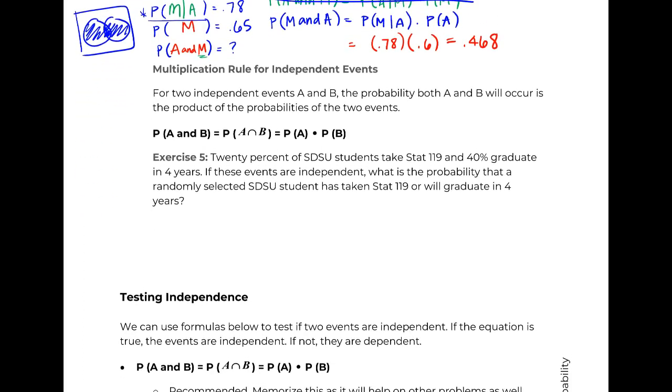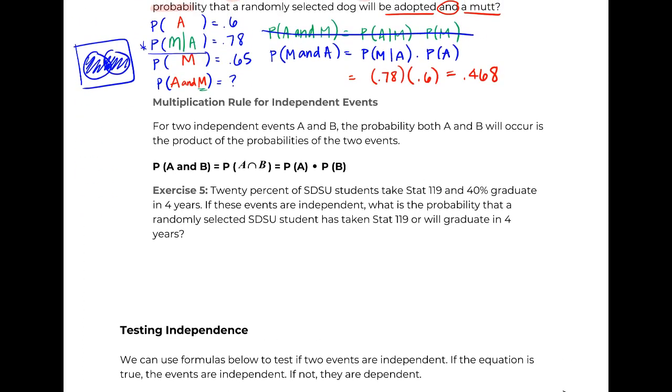The multiplication rule for independent events. If two events are independent, this becomes a lot easier because, as we remember, if we say A given B, knowing B doesn't actually give us any more information about A, so this is just the probability of A. So that formula from above just simplifies to the probability of A times the probability of B.